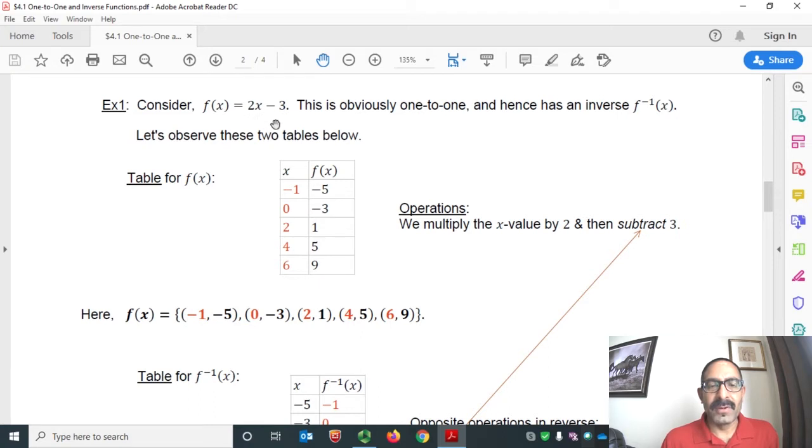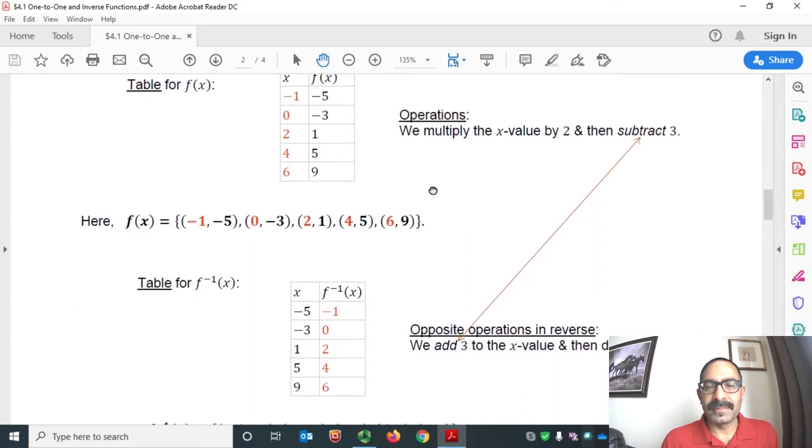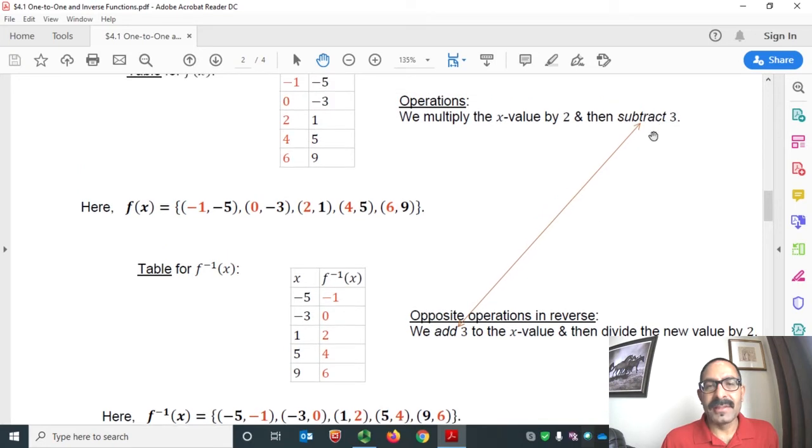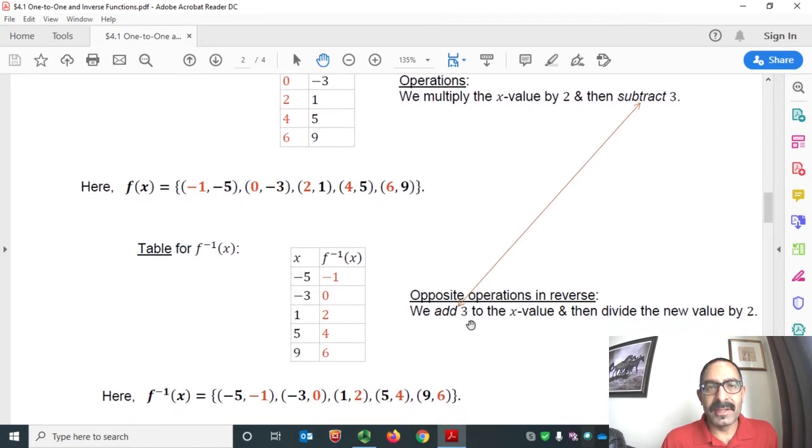In the given function, for any x value, we first multiply the x value by 2 and then subtract 3. Now let's do the reverse operations, in reverse order. The opposite of subtraction is addition, so first add 3 to the x value, and then instead of multiplying by 2, divide the new value by 2, which is in this table here.